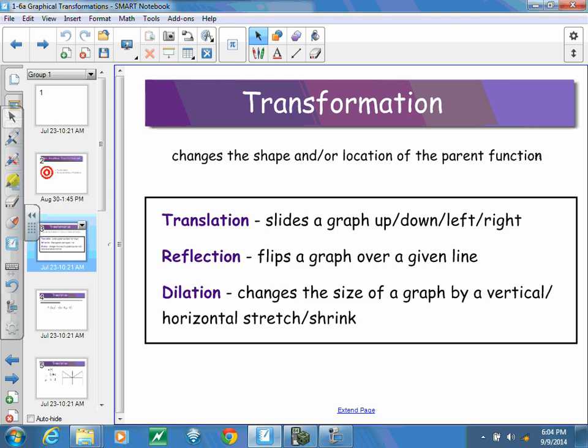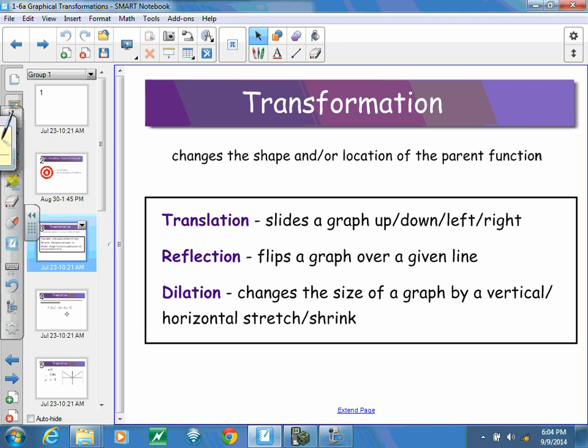So first of all, we have a translation, which we'll focus on today, which is sliding a graph up, down, left, or right. Then we have a reflection, which we'll focus in on day 2, which is going to flip the graph over a given line. And then the third day, we're going to talk about dilations, which is going to change the size of the graph by a vertical or a horizontal stretch or shrink on those two.